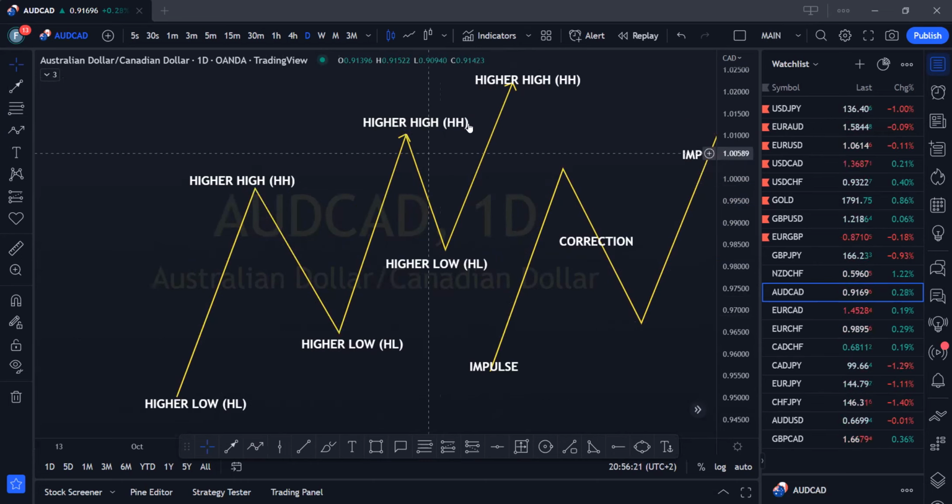When new higher highs are being formed, price is continuing in that uptrend. On the flip side, how do we know how a downtrend looks like? It's the same thing, but just flip it.